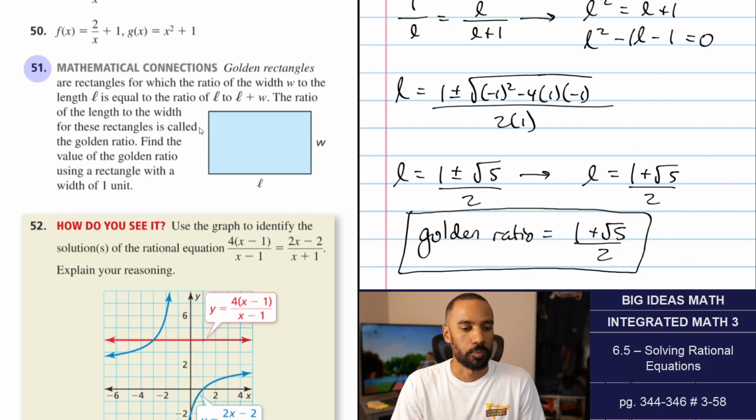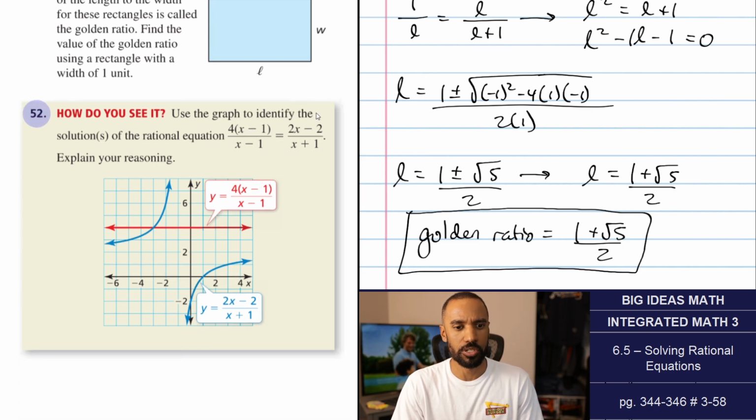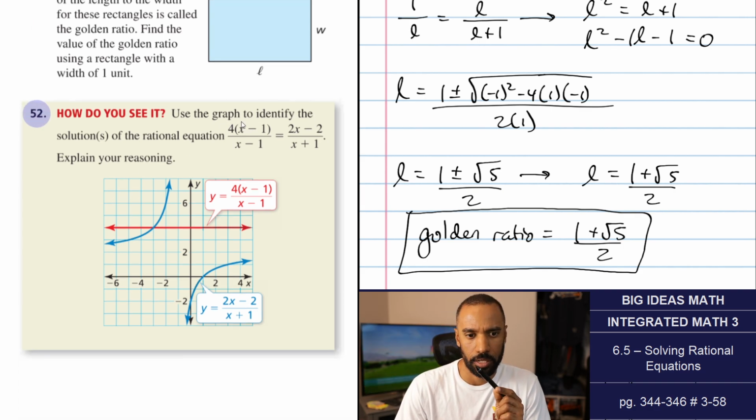Number 52. How do you see it? Use the graph to identify the solutions of the rational equation. Here, this equals this. Explain your reasoning. Well, it's the point of intersection.